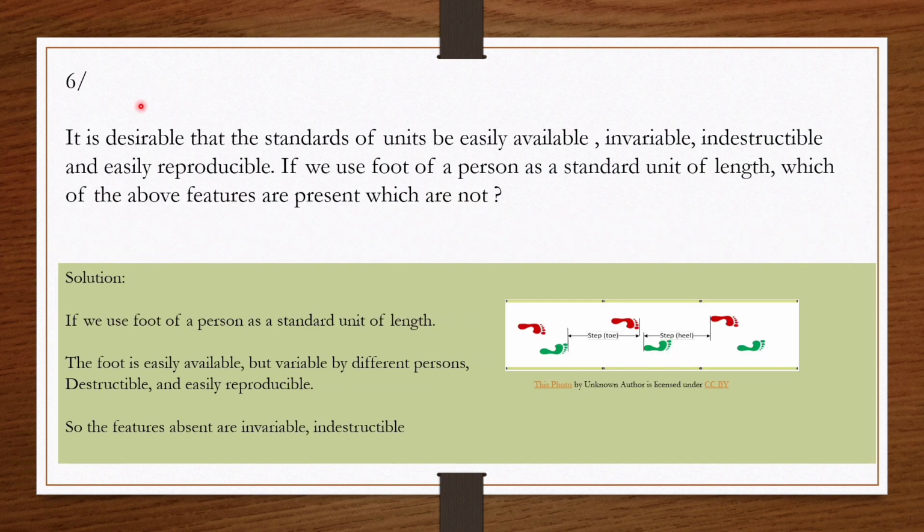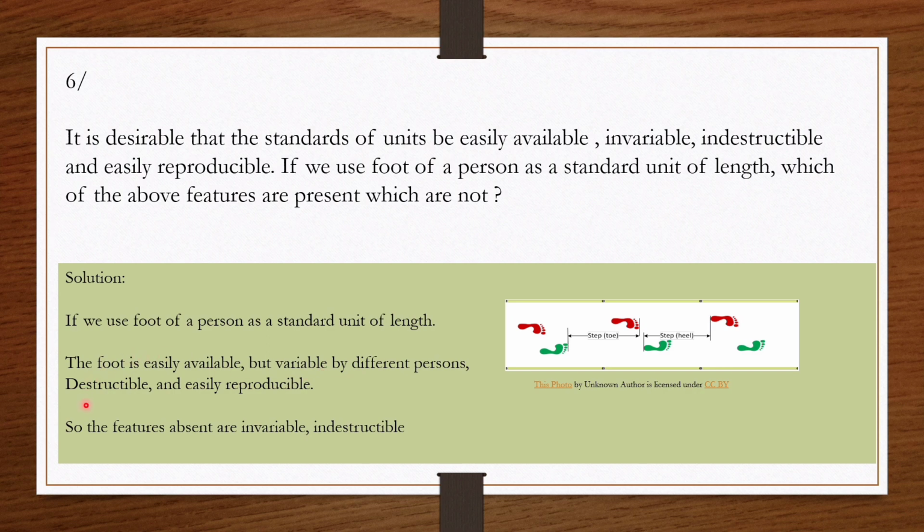Then, it is desirable that the standards of units be easily available, invariable, indestructible, and easily reproducible. If we use the foot of a person as a standard unit of length, which of the above features are represented and which are not? Here the solution is, you can see the foot. So yes, the foot is easily available but variable by different persons. If we take the foot of a child or an adult, obviously it will differ by size.